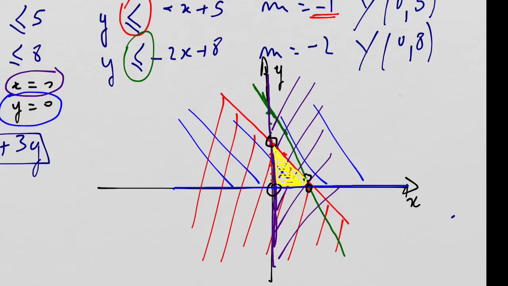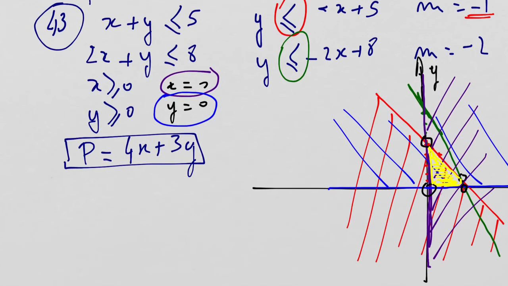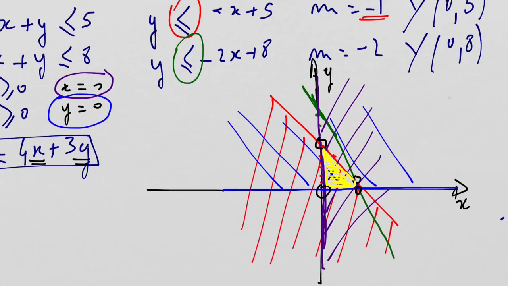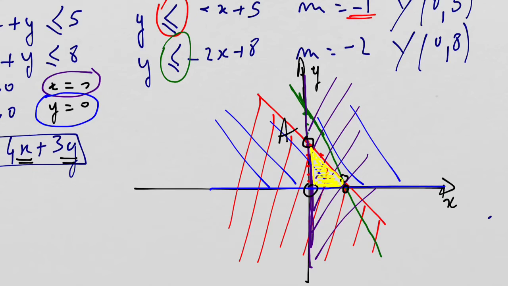Each of these vertices will be defined by coordinates, and for each of these vertices, I'm going to use their coordinates and plug the values of x and y inside the equation of the profit. And so I have the point A right here, I have the point B right here, I have the point C and the point D.